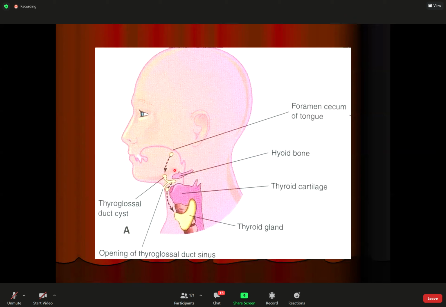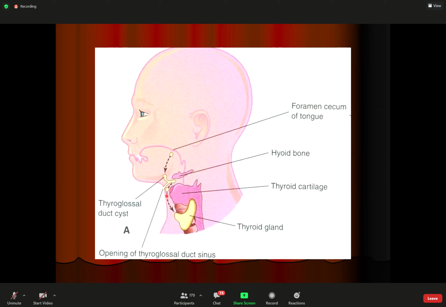Sometimes it's showing the foramen cecum over here, the tongue, the thyroid gland is descending, but it stops. Ectopic thyroid gland along the thyroglossal cyst. It may stop over here, it may stop over here, it may stop over here. So it's showing you the thyroglossal duct, along the thyroglossal duct.